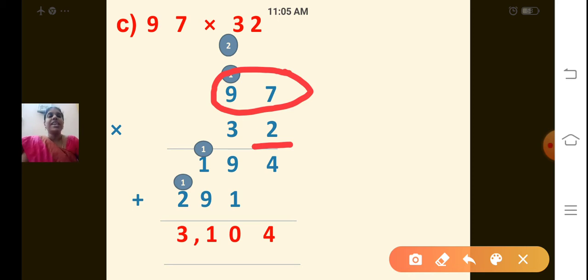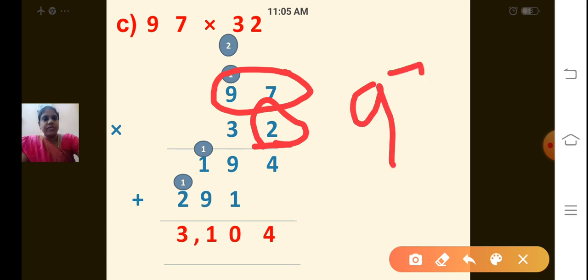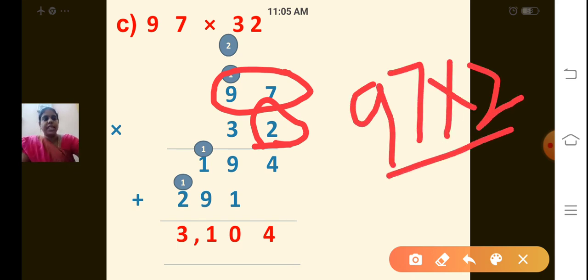Shall we start now? First, what we have to do? Take the multiplicand 97, multiply by the ones digit of the multiplier. So 97 into 2. Shall we do this now? So first we'll multiply this. Now tell me 2s. So 7 2s are or 2 7s are, whichever is easy for you, you can multiply. 2 7s are 14. 4.